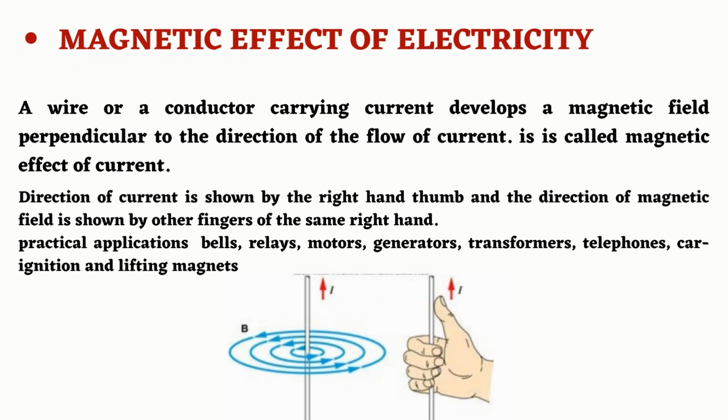The other type is the magnetic effect of electricity, in which a wire or a conductor carrying current develops a magnetic field which is perpendicular to the direction of flow of current. This is known as magnetic effect. The direction is shown by the right hand rule. According to this rule, the thumb gives the direction of current while the fingers give the direction of magnetic field, which is perpendicular to the rod. Some practical applications are relays, motors, generators, transformers, car ignitions, etc.